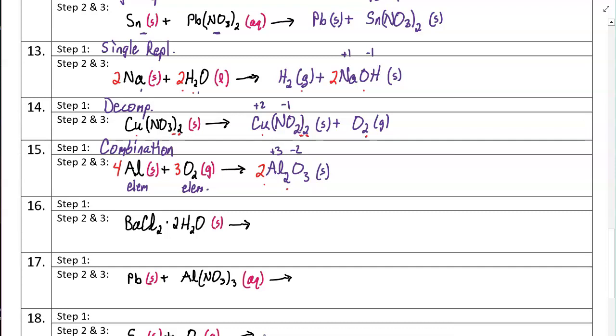Number 16. We've had this earlier. There's a single compound on the left side of the arrow. And that compound is the hydrated version of barium chloride. The only possible reaction you can have when you have a single compound on the left side is decomposition. And decomposition of a hydrated compound is really easy to do. The barium chloride simply separates from the liquid water.